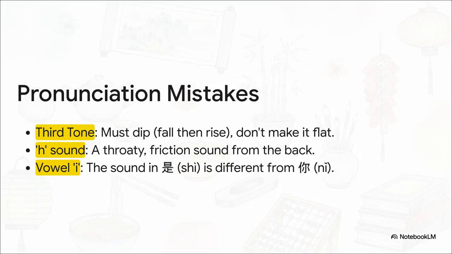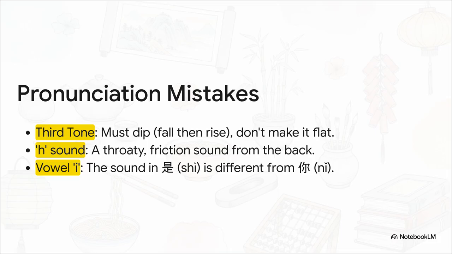Let's quickly go over some of the most common pronunciation challenges for English speakers. First up, the third tone. It has to have that dip, a fall, then a rise. Don't just make it flat. For a word like hěn, you need to feel your voice drop before it comes back up. Second, the H sound in hóng. This is not your English H. It's made in the back of your throat, almost like you're gently clearing it. There should be some friction there.